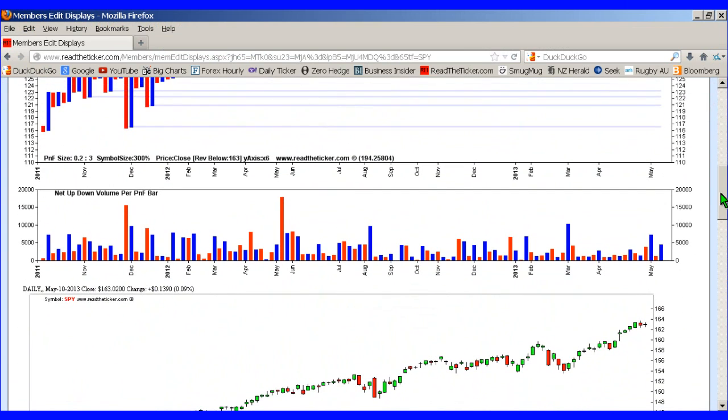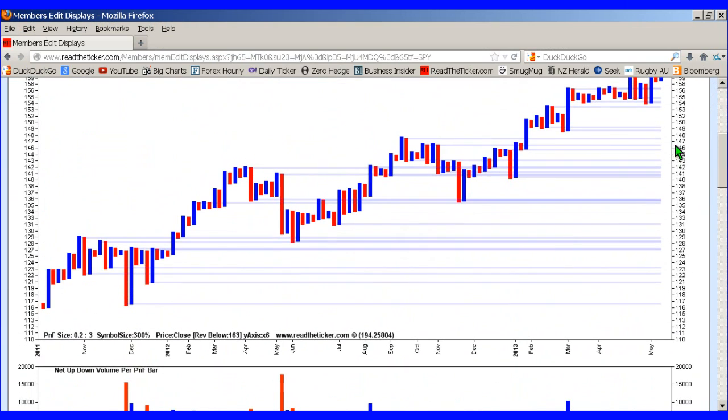Now, the net volume per bar is, for example, this bar here might be made up of 22 days. It'll have up and down days in it with price action, higher closes and lower closes. When the volume is a positive bar, that means the close was higher. When the volume is a negative bar, that's when the close was lower.